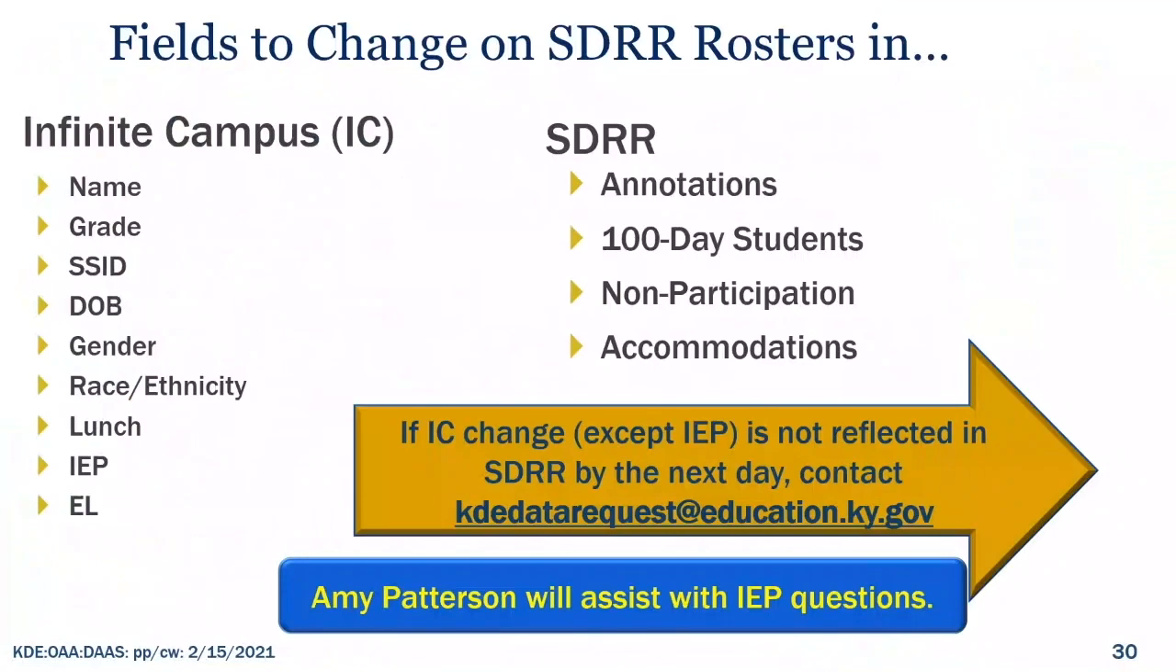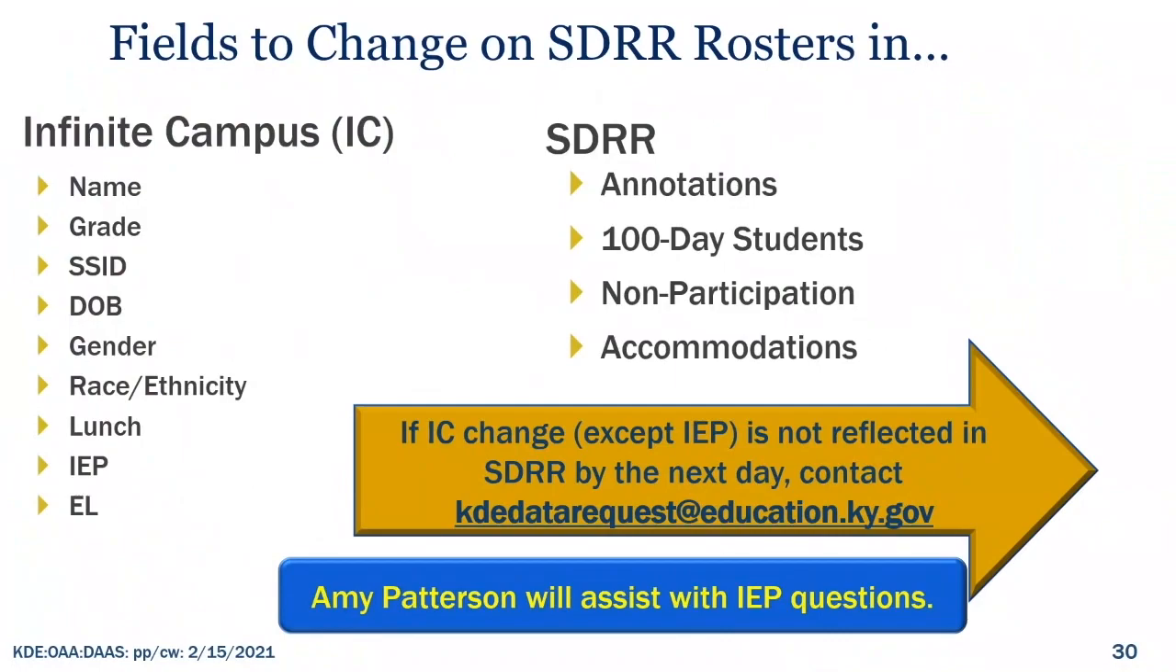Most information during rostering is changed in IC rather than SDRR. That includes student name, SSID numbers, date of birth, gender, race, ethnicity, EL status, grade, and lunch status. If information has been updated in Campus, except for the IEP, it is not reflected in SDRR by the next day. It's not an immediate refresh. It has to go overnight.